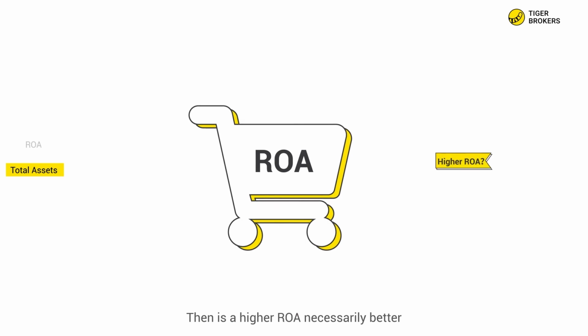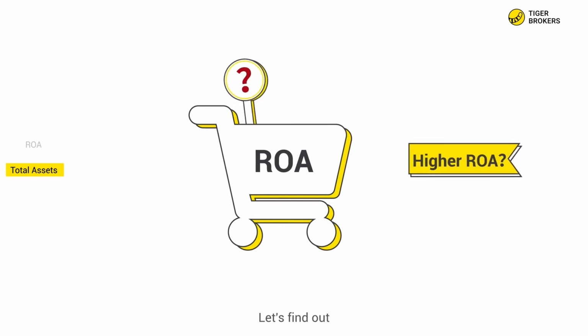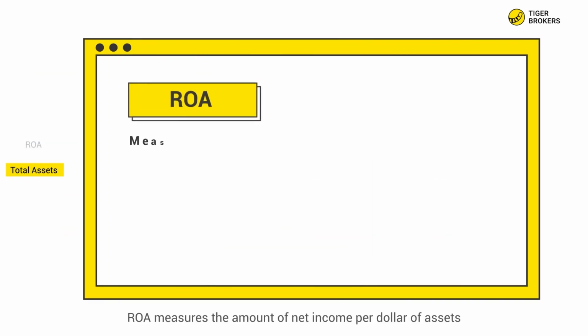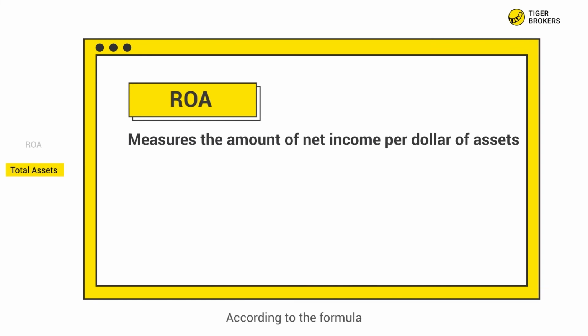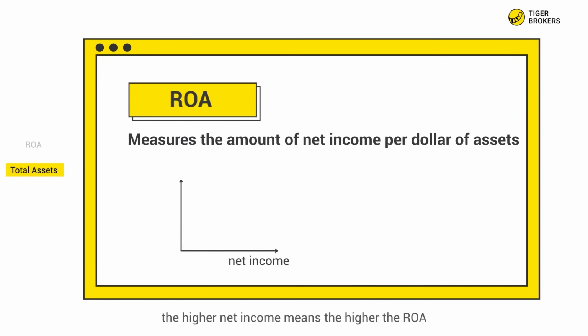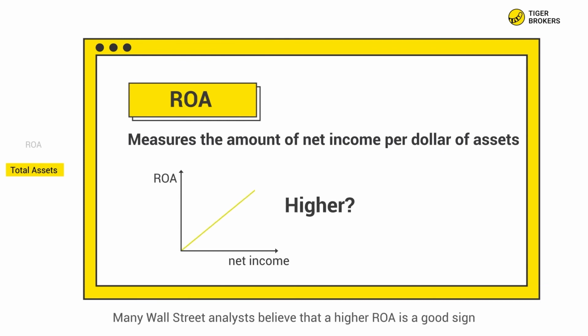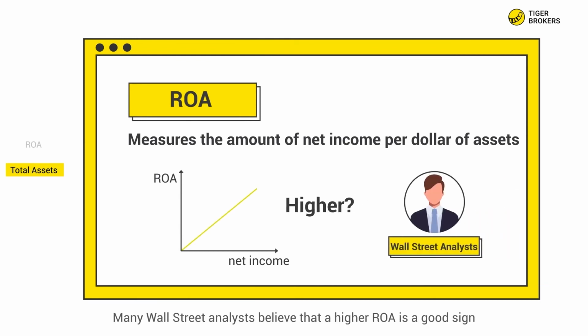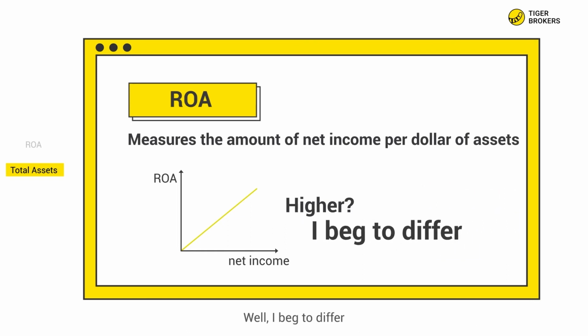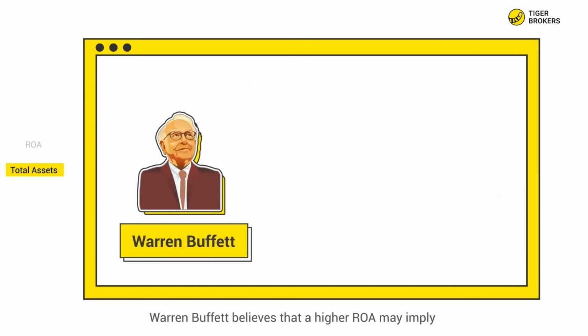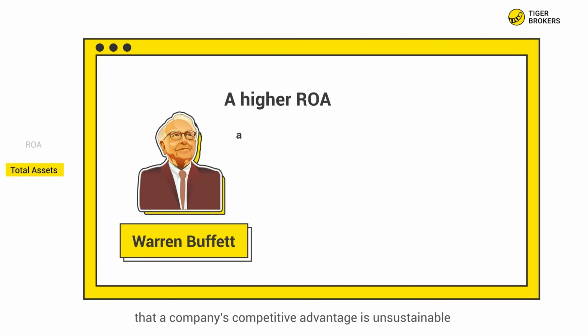Then, is a higher ROA necessarily better? Let's find out. ROA measures the amount of net income per dollar of assets. According to the formula, the higher net income means the higher the ROA. Many Wall Street analysts believe that a higher ROA is a good sign. Well, I beg to differ. Warren Buffett believes that a higher ROA may imply that a company's competitive advantage is unsustainable.